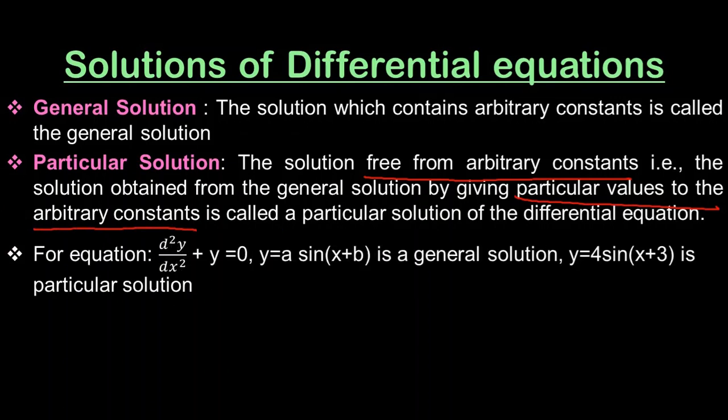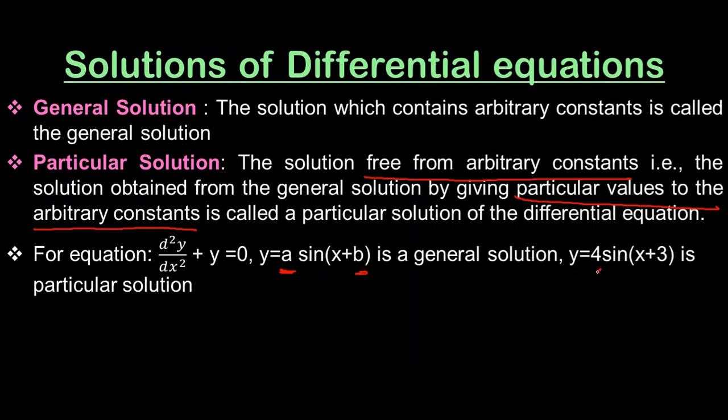So for example, if we have an equation d square y upon dx square plus y equals 0, then for this equation, y equals a sine x plus b is a general solution. Why? Because it has two arbitrary constants, a and b. If you put values for a and b, then the solution will change into a particular solution.